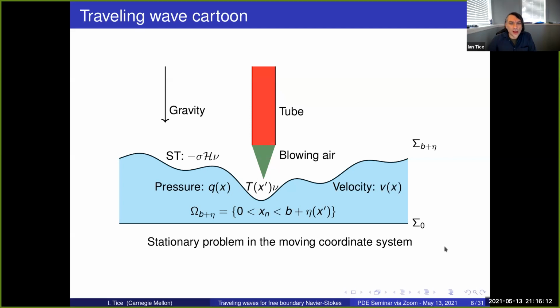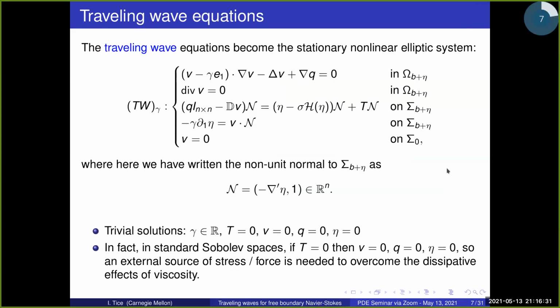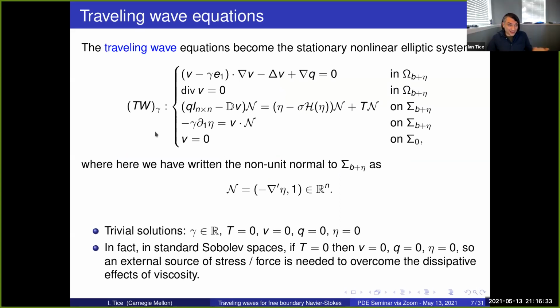So here's a little cartoon. You can imagine, again, a tube being held over the fluid and translated along while it blows air on the fluid. And the idea is that if you're moving along in a frame in which that tube is stationary, you're hoping to see a configuration of the fluid that is also stationary in that moving frame. Okay, so when you plug in this ansatz, what we arrive at is the traveling wave Navier-Stokes equations, which basically is exactly the same as what we had before, except everywhere where I had a time derivative, I will replace it with a derivative in the E1 direction multiplied by minus gamma.